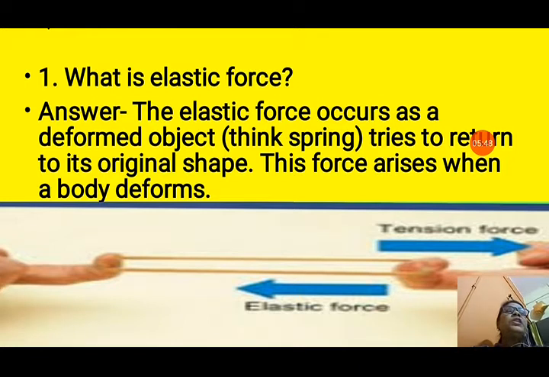So when we pull the spring on both sides, the spring will increase in size. Again, when we release the force, what will happen? The spring will come back to its normal position. The same happens with the rubber band. When we stretch the rubber band, it increases in size, and when we leave the rubber band, it will decrease, that means it will come back to its normal size.